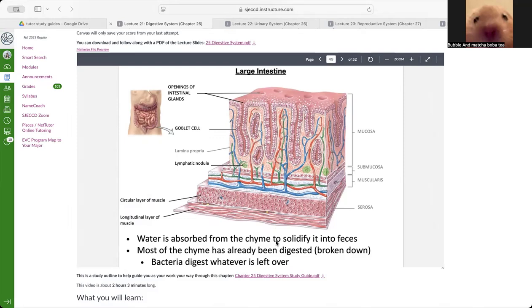This is the area where the chyme goes from a liquid to a solid. Most of the chyme has been digested and broken down, and anything left over, bacteria in the large intestine will process. It helps convert chyme into useful vitamins that you can absorb. For example, vitamin K and vitamin B are created by bacteria in the large intestine. And if there's no bacteria, you become malnourished.